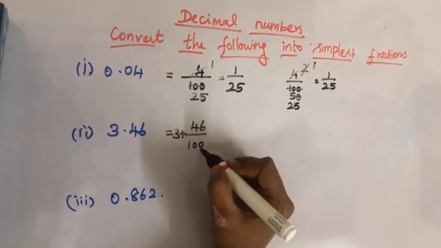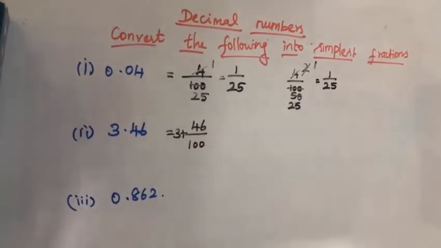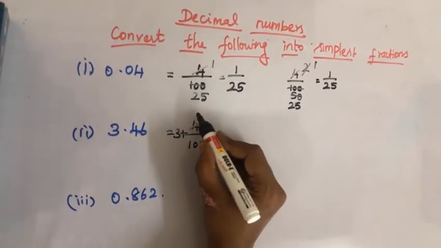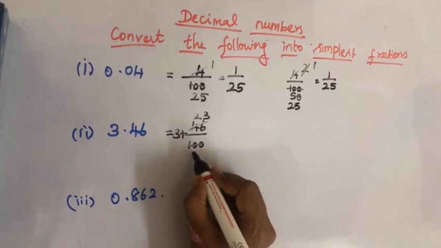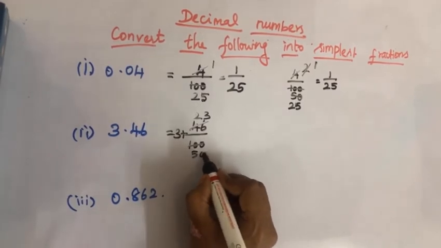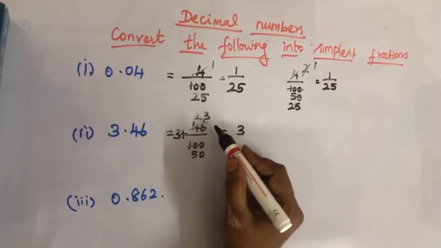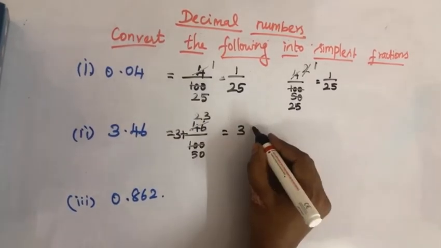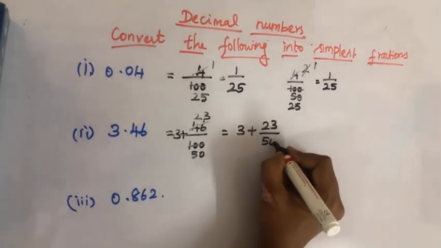Now, we have to simplify 46 by 100. Shall we cancel with the 2 table? 2 twos are 4 and 3 twos are 6. Here 5 twos are 10 and 0. So, hereafter we cannot cancel, 23 is a prime number. So, 3 plus 23 by 50.